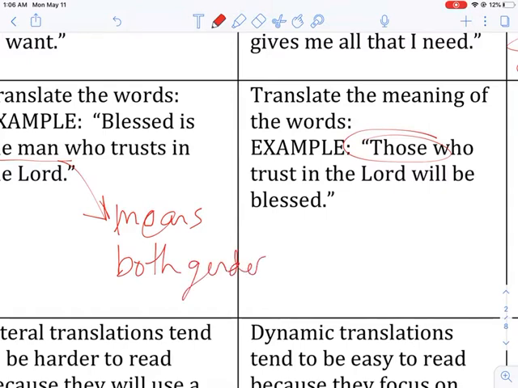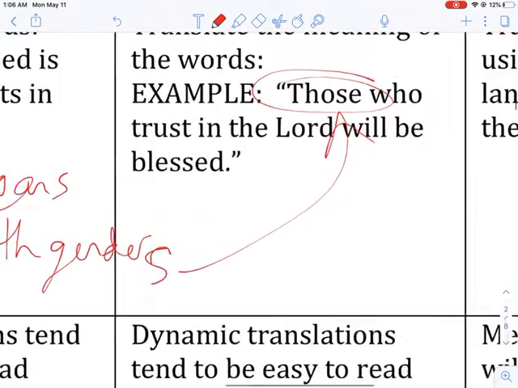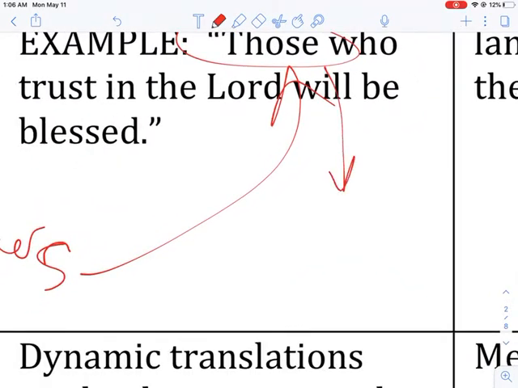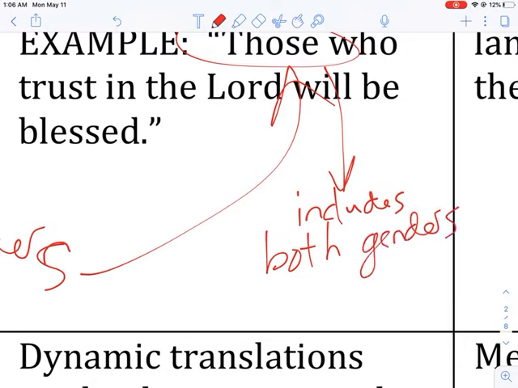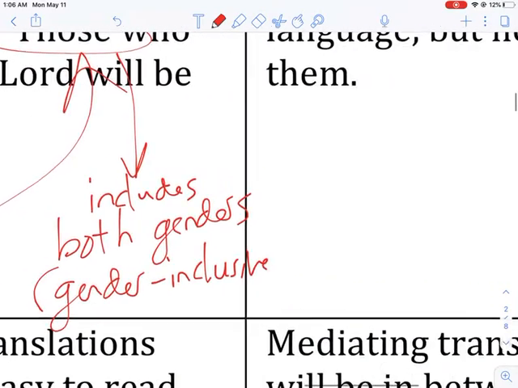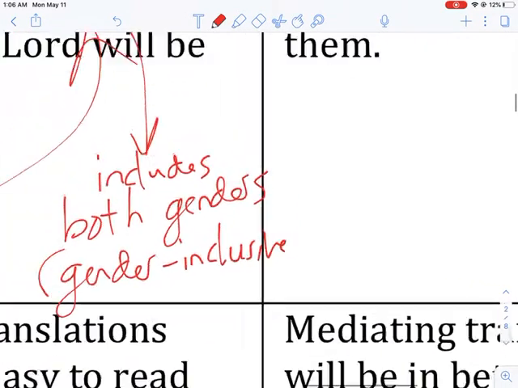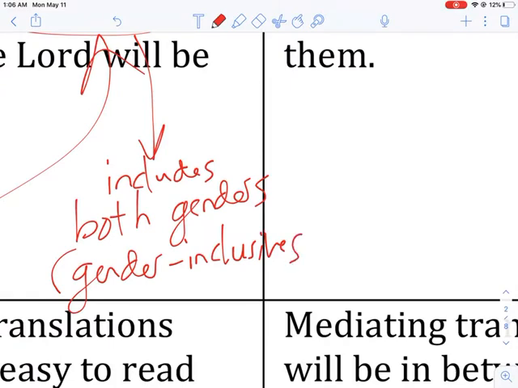And so in the dynamic translation, they'll translate to those. And that's called gender-inclusive language. It includes both genders, men and women. You're not excluding women. And that's on your study guide. But when you go to college, that'll be something that is standard nowadays, where if you write a paper, you need to use gender inclusive language.